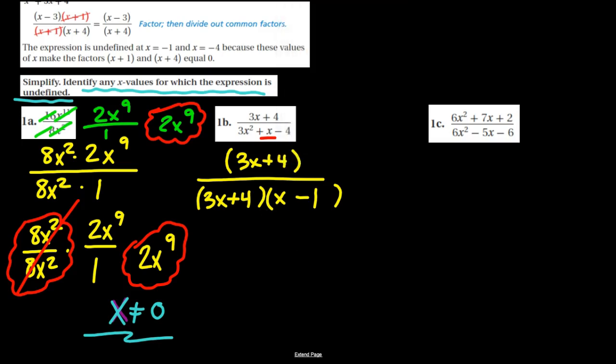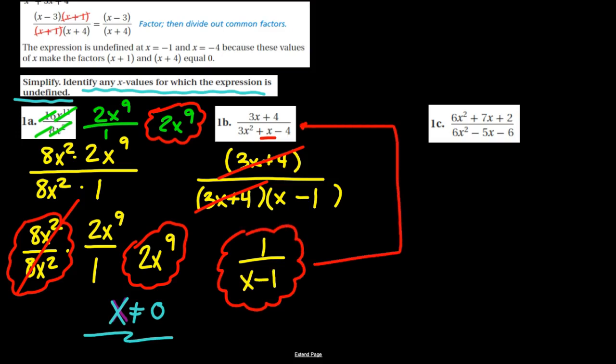So right here I have a common term of 3x plus 4 in the top and the bottom. I said term, I should have meant factor. Go back and cross off any common factors in the numerator and denominator, so 3x plus 4, those can go away. So I'm left with 1 over x minus 1. That is exactly the same as that expression up there.